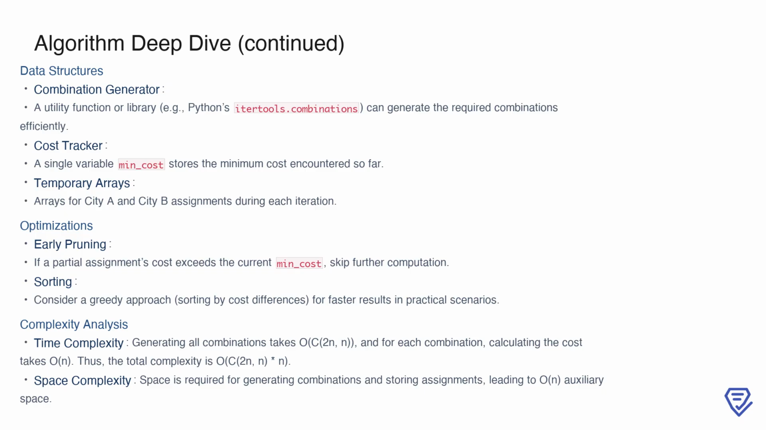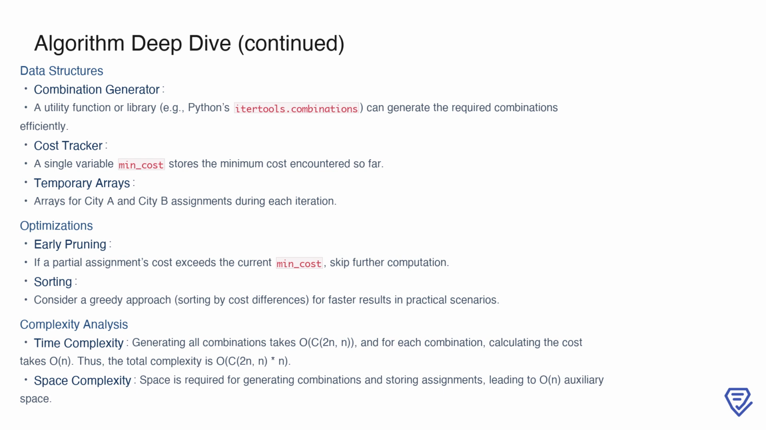While the brute force approach is exhaustive, optimizations can make it more practical. For example, early pruning allows us to skip evaluating a partial assignment if its cost already exceeds the current min_cost. Sorting the individuals based on the difference in their travel costs between the two cities can also lead to a more efficient solution, as it forms the basis for a greedy approach.